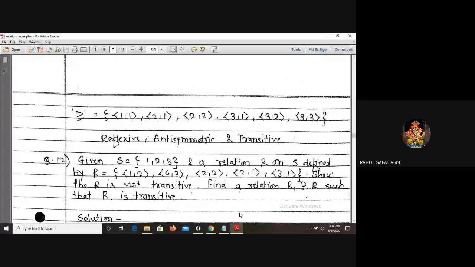For order pair 4, 3 and 3, 1, 3 3 get cancelled and 4, 1 is not present. Okay. 4, 1 is not present in given relation. So R is not transitive. So how we can make this transitive? We have to find any relation R1 such that R1 is transitive and R1 includes R. So we have to find any relation such that R is subset of R1 and R1 is transitive.